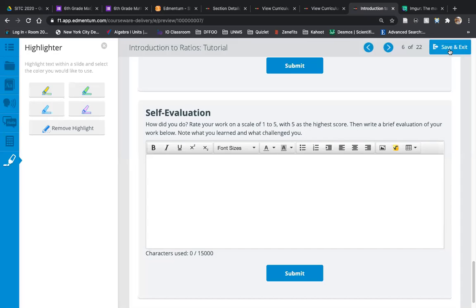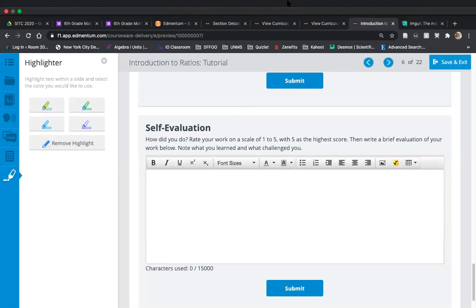There's also this button up at the top that says save and exit, right? So let's say you're working for 20 minutes and you want to stop to go get something to drink or to eat, use the bathroom, whatever. Just try to save your work so that you're not losing your progress.